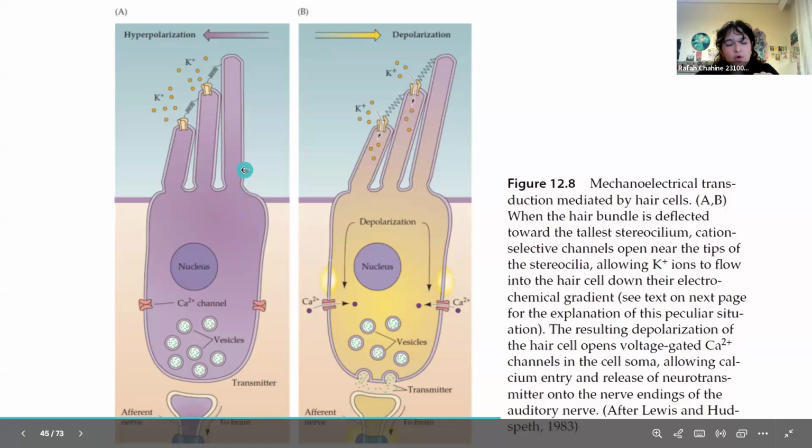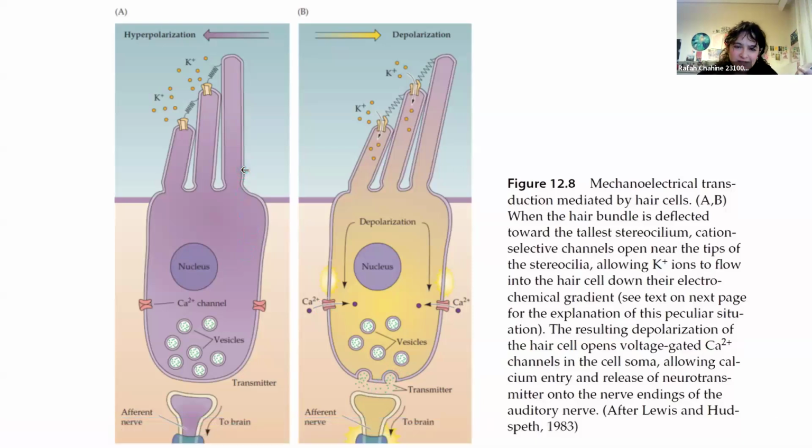In the case where they move away from the kinocilia, that is when we do not get a depolarization. When they move away from the kinocilia, the tip links will remain closed. We have no potassium influx, no depolarization, no glutamate being released. So no action potential, no stimulation. You're not hearing anything. Okay?